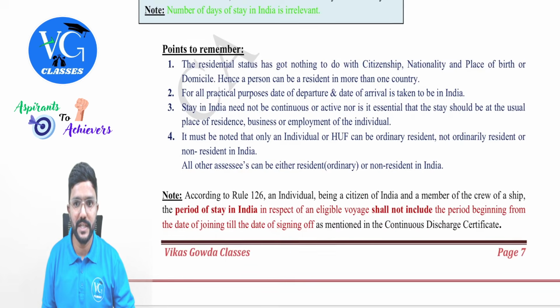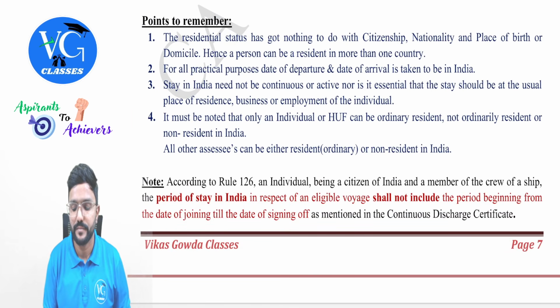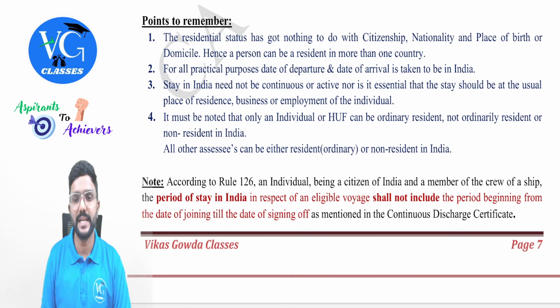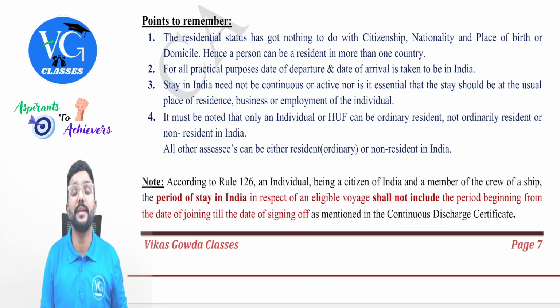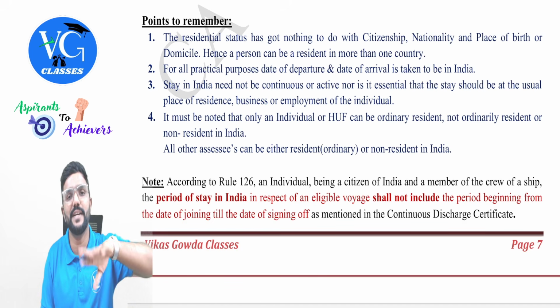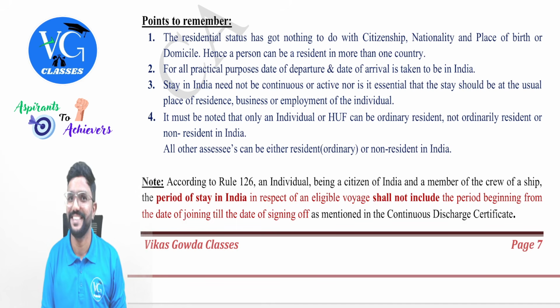And with respect to the residential status of individual, I have given few points here. Let me just read it. The residential status has got nothing to do with citizenship, nationality, and place of birth or domicile. Domicile means the place where an individual has a permanent home. Hence, a person can be a resident in more than one country also. Or else, an individual can plan in such a way that they will not become resident in any country. Clear? For example, in India, every year they will stay for 59 days, 58 days, or 50 days, and they will travel to another foreign country, stay there, and they will make sure that they are not resident even in that country, guys. Got it?